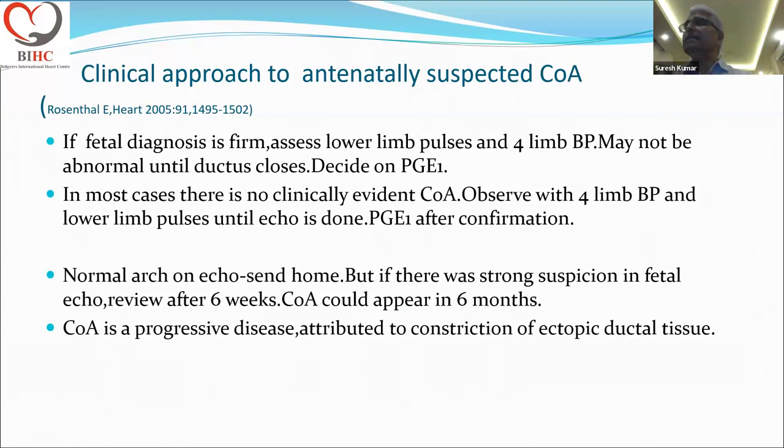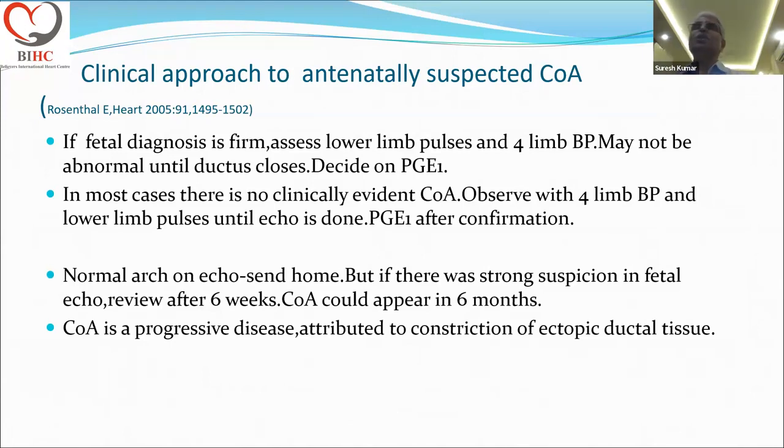And if you have antenatally suspected coarctation, if the fetal diagnosis was firm, you can assess the lower limb pulses and the forelimb BP, and it's unlikely to be abnormal until the ductus closes. You will decide on prostaglandin depending on how long you are going to wait and what the anatomy is in the beginning. And when there is no clinically evident coarctation, keep observing until an echo is done, and give prostaglandin only after confirmation. Otherwise, it confounds the issue.